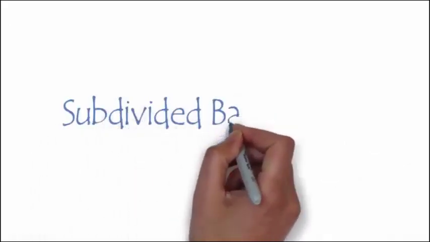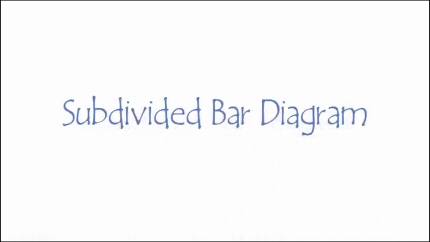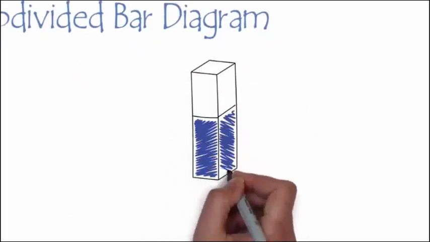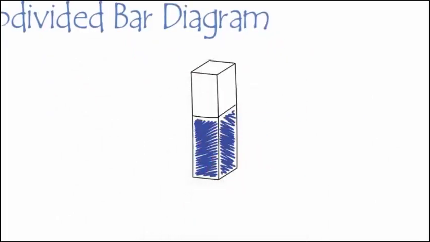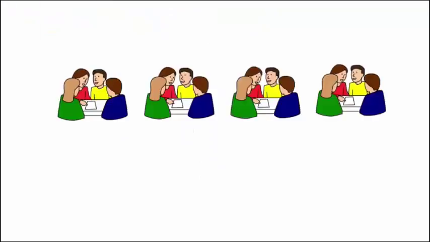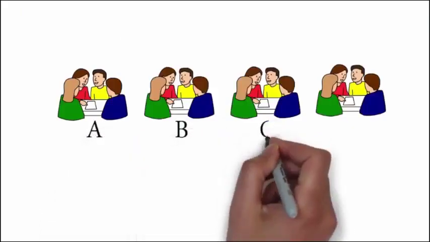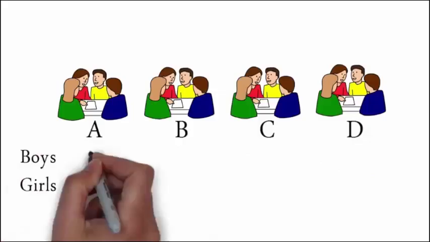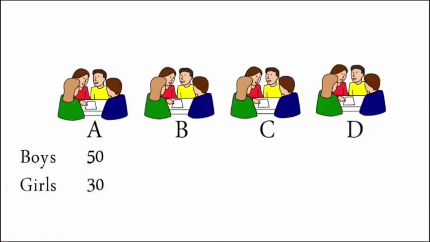Subdivided bar diagram. In a subdivided bar diagram, we divide a single bar into parts as per the data, where different parts of the bar represent different data. Let us consider an example where we need to show the graph of the count of students in divisions A, B, C and D, along with the separate count of the number of girls and boys in each division. In division A, there are 50 boys and 30 girls.